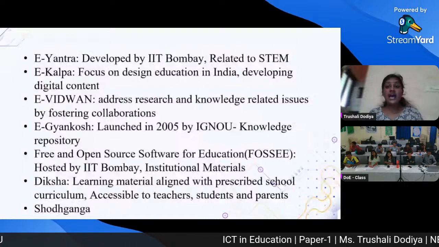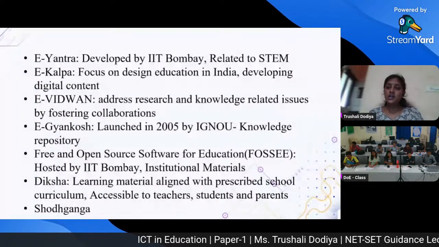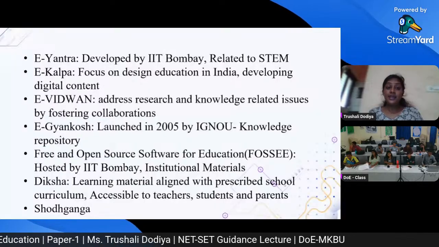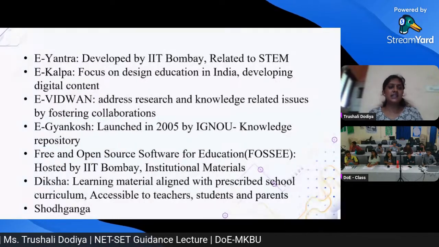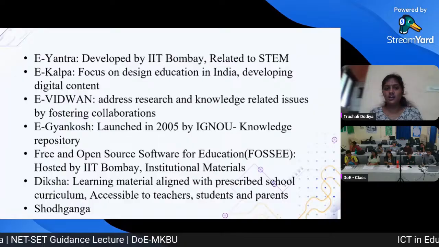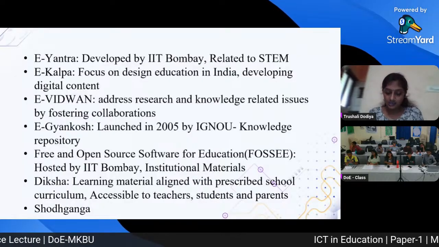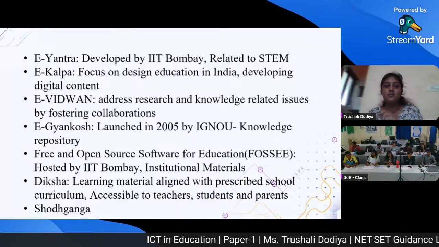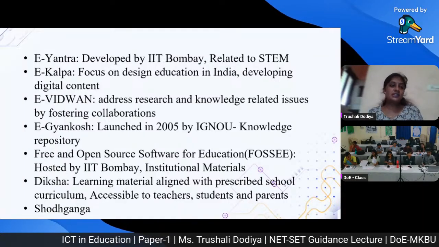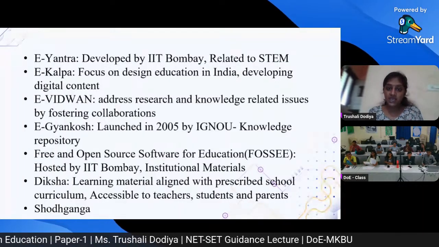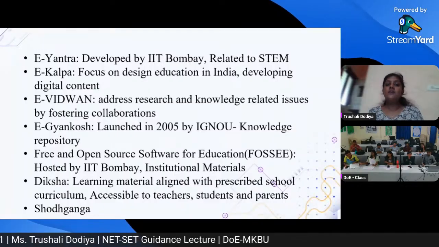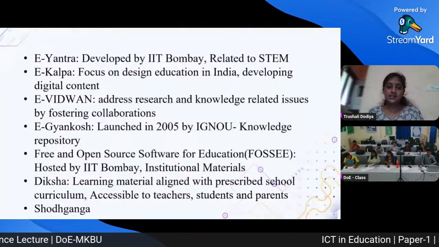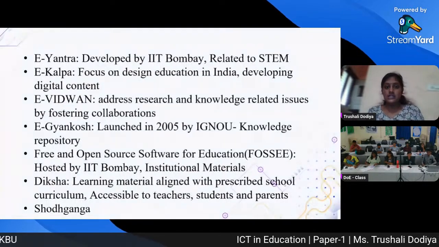E-Yantra, which is developed by IIT Bombay, is related to STEM, technology, management, and engineering. Many times such questions are asked, like match the following: who developed this particular platform? Like this one is developed by IIT Bombay. So we need to understand that as well, the motive behind building a certain platform and who built it, and if there are dates, we need to see that as well.